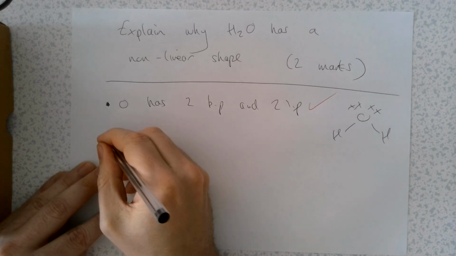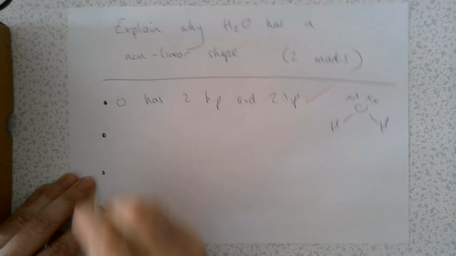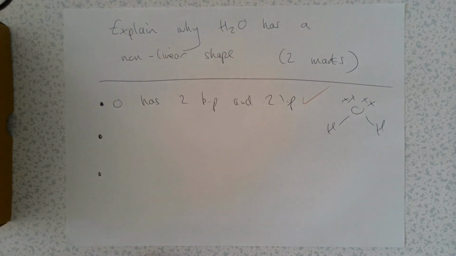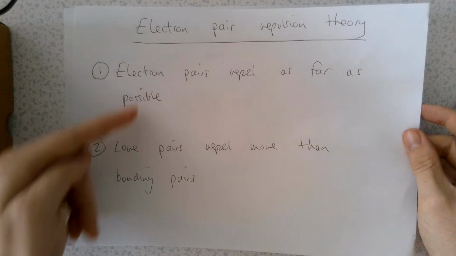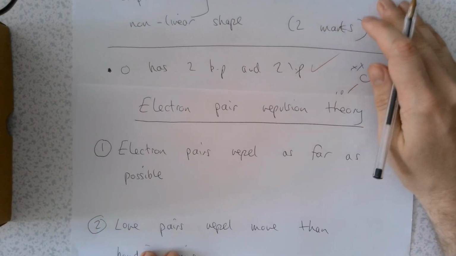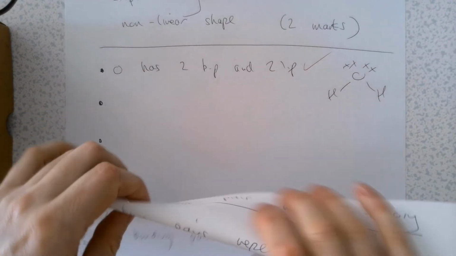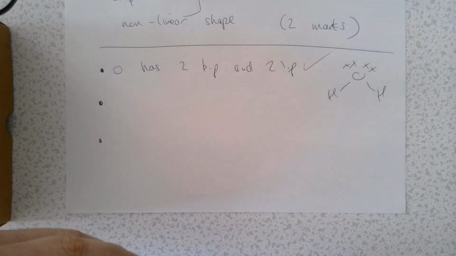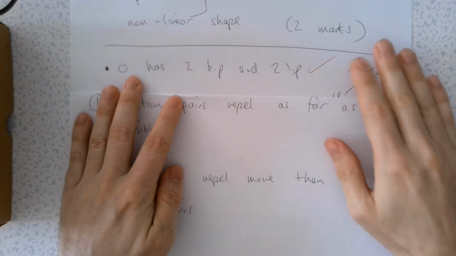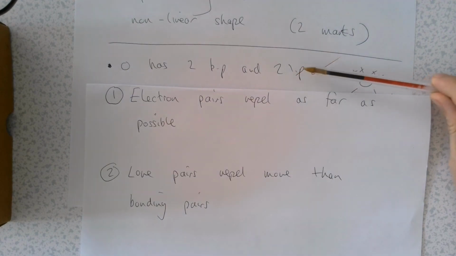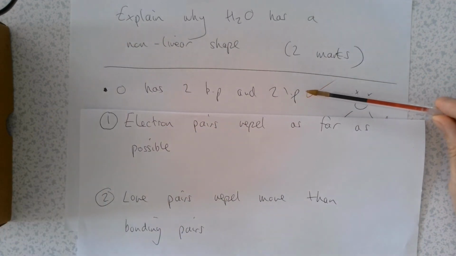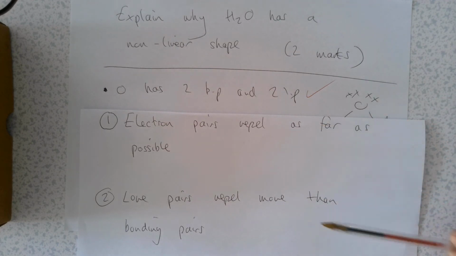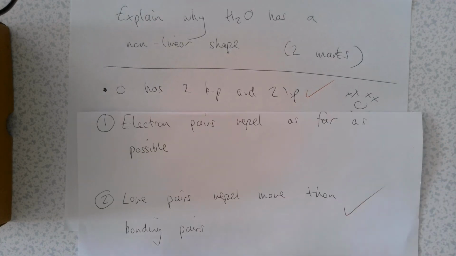And then all you need to do after that is state electron pair repulsion theory. That's what we went through at the very start of the lesson. I'm just going to flick that up again. So you literally just copy that out. So your answer is state the number of bonding and lone pairs that that particular central atom has, and then just state electron pair repulsion theory, and that gets you the 2nd mark.